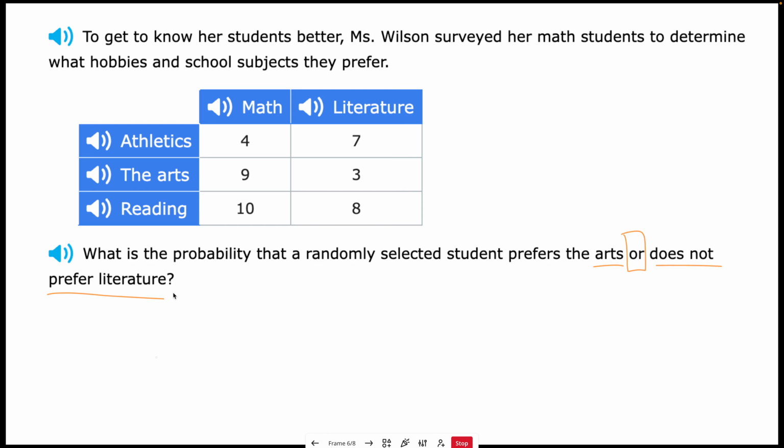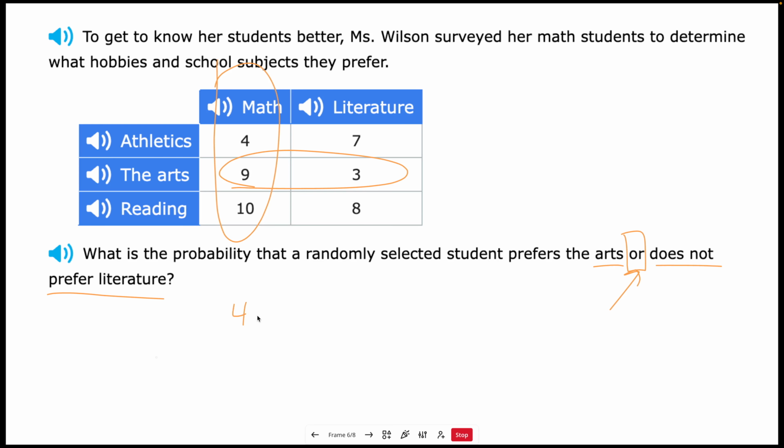All right, so let's start with the arts. So we're looking at these numbers. And then it says does not prefer literature. So does not prefer literature would be those that prefer math. So we circled those numbers. And this is an or probability. So we're going to add up all of our numbers here.